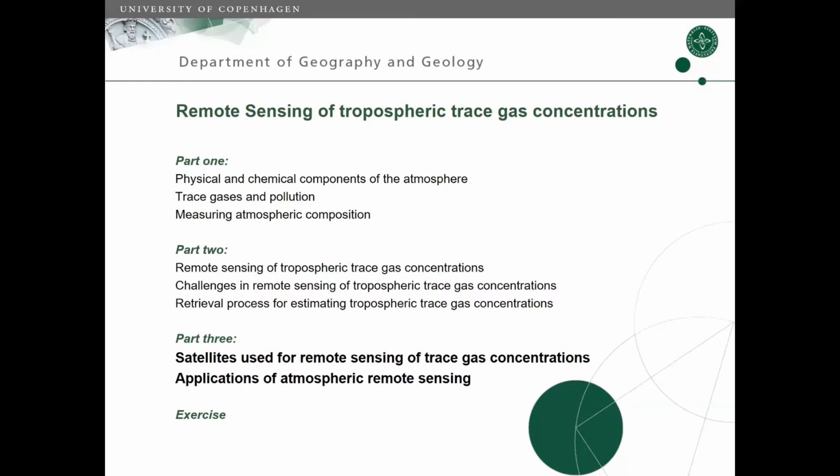In this final part, we are going through some of the satellites which are generally used for remote sensing of trace gas concentrations. And we're also going through some applications where these atmospheric remote sensing products have been used. And finally, once all these things are done, we are going through the exercise, which you are going to do later this week as well.